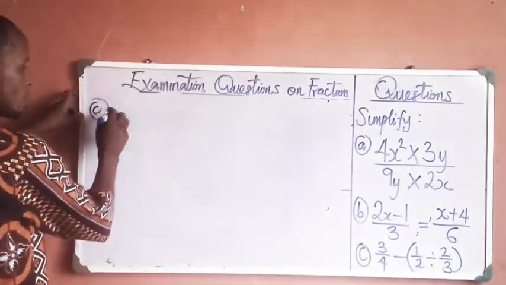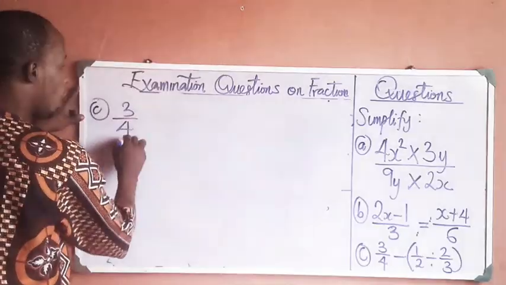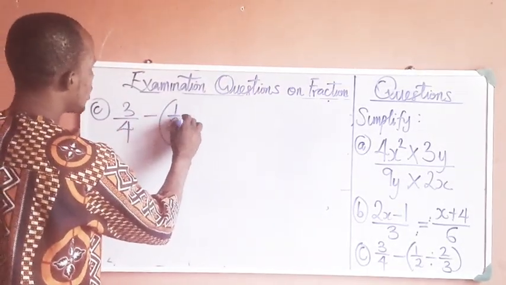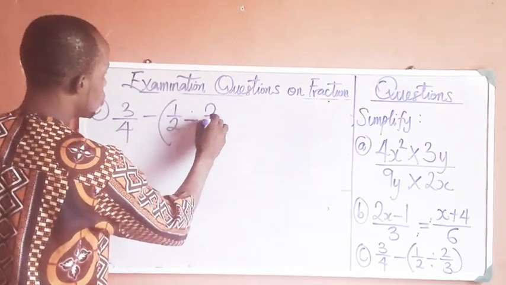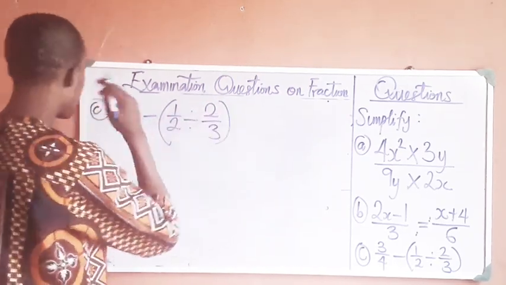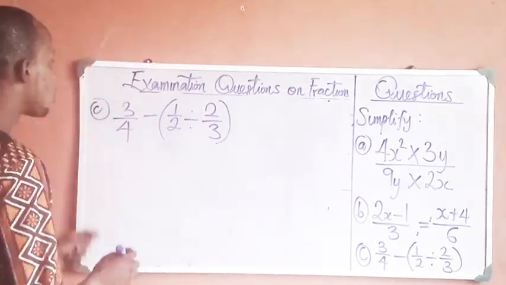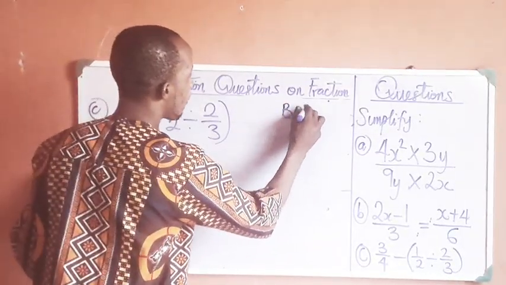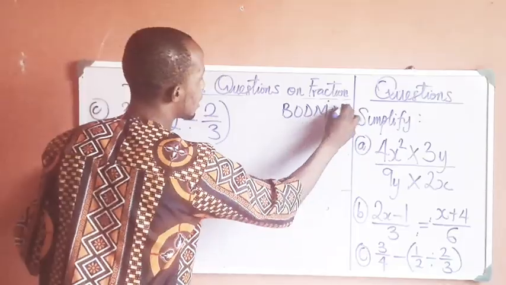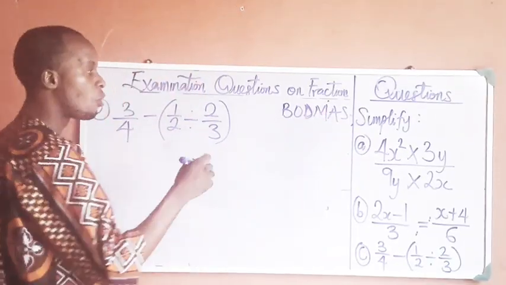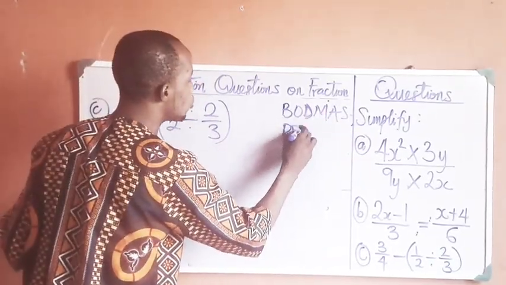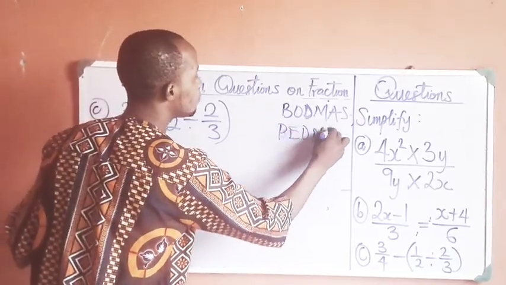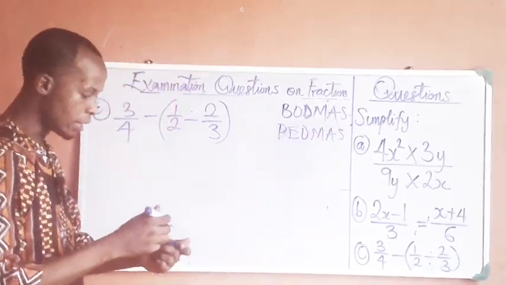Question C, we have 3 over 4 minus, bracket open, 1 over 2 divided by 2 over 3. Okay? What are we supposed to do? What you need to apply here is the rule of BODMAS. At the same time, we also have PEDMAS. Any of the two will work. Let me quickly tell us what they mean.